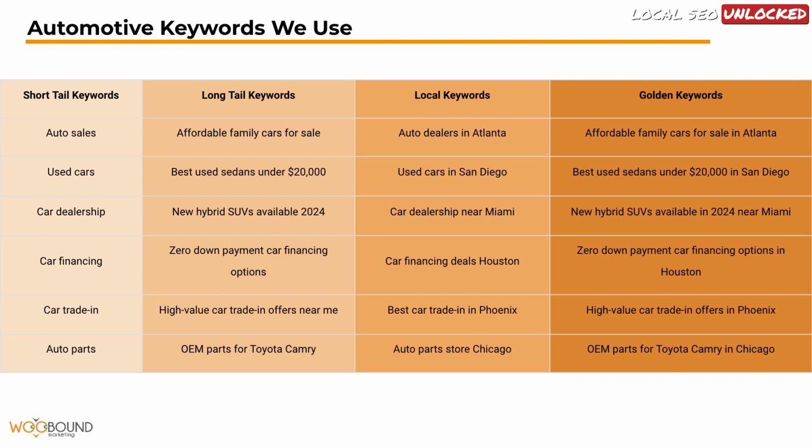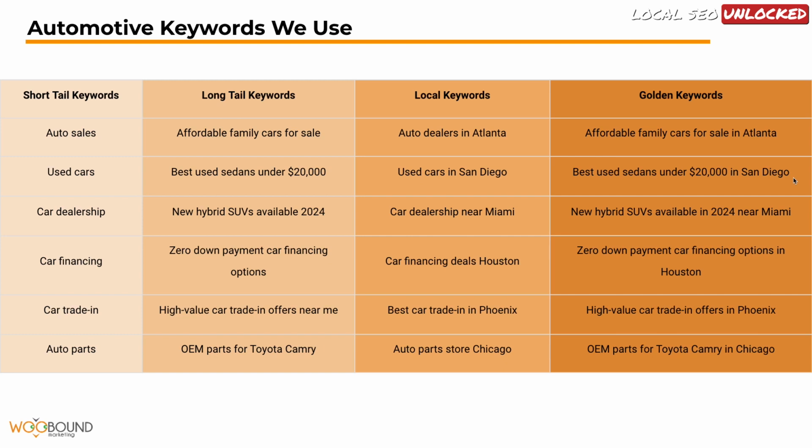In these golden keywords, we have affordable family cars for sale in Atlanta. We have best used car sedans under 20,000 in San Diego. And you may be thinking, who's searching for that? Well, people who really know what they want, right? They don't want to waste time. They don't want to spin tires. And they want to know what's available in the market. What do they have available near them? That's why we call them golden keywords.